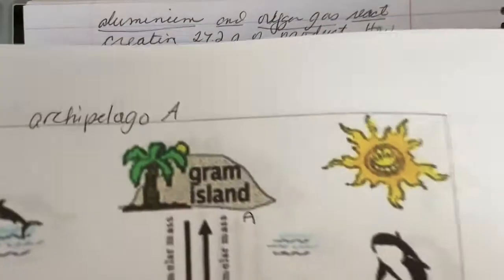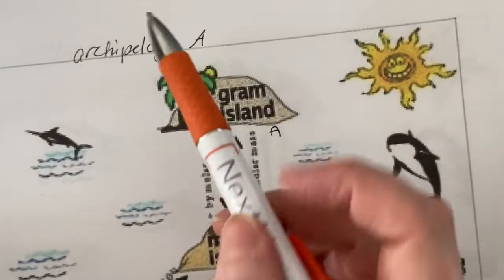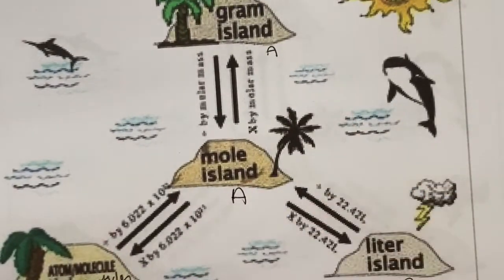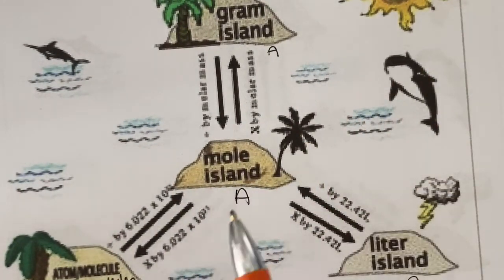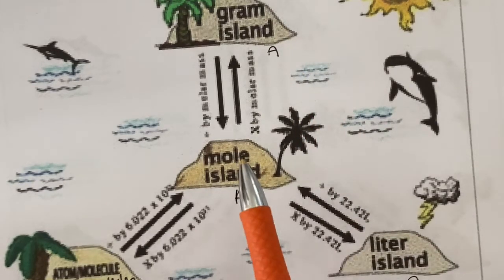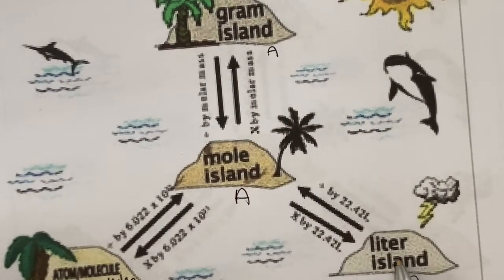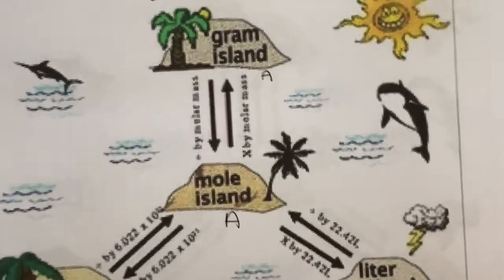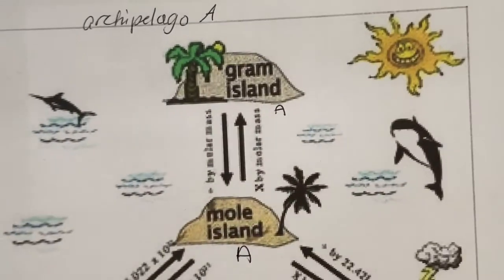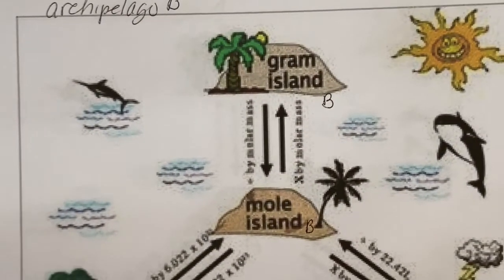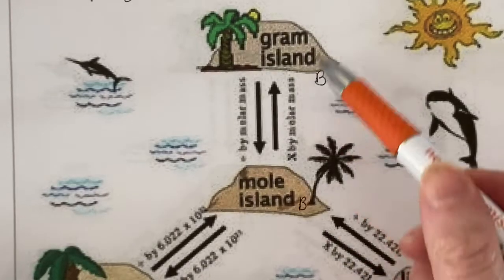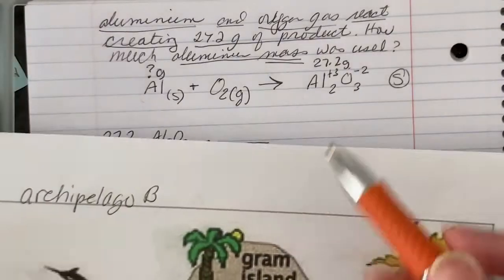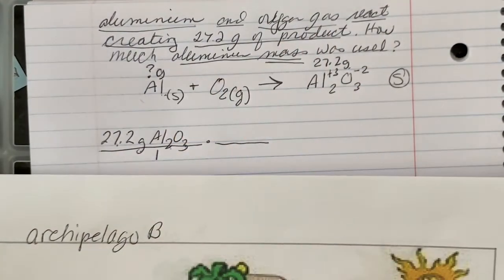So we have to look at our mole island, but now our mole island is talked about in terms of archipelagos. We have this whole set of mole island A. This is one chemical, okay? So mole island, gram island, particle island, liter island, this is all for aluminum oxide. And then I have an identical archipelago. Archipelago B has its own mole island, gram island, particle island, and liter island. Mole island B in this case is where we're headed, and so this is going to be for aluminum.